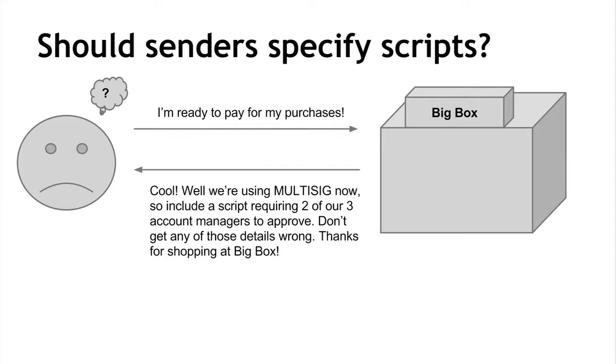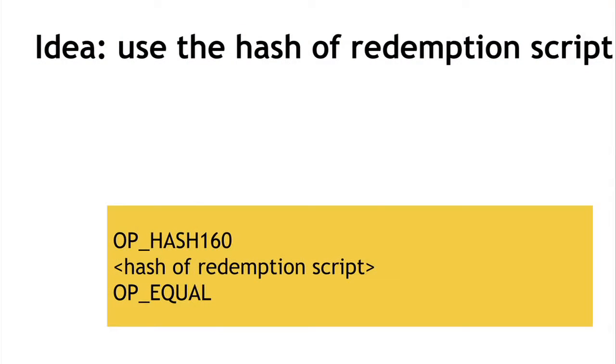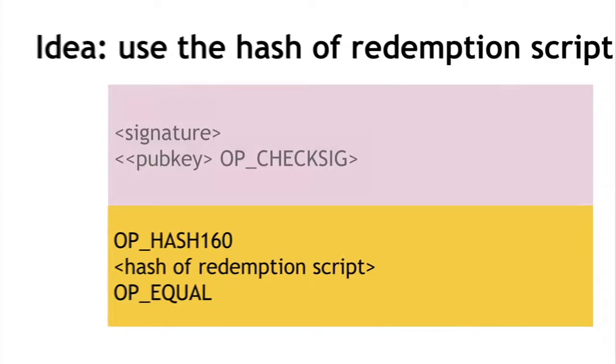That's too complicated. As a consumer, I just want to send to a very simple address. So in response to that problem, there's a really clever hack in Bitcoin, which is that instead of having the sender specify the entire script, the sender can specify just a hash of the script that is going to be needed to redeem those coins.